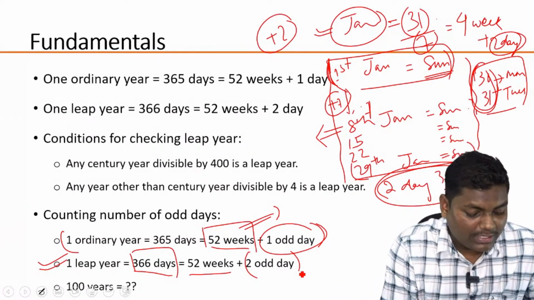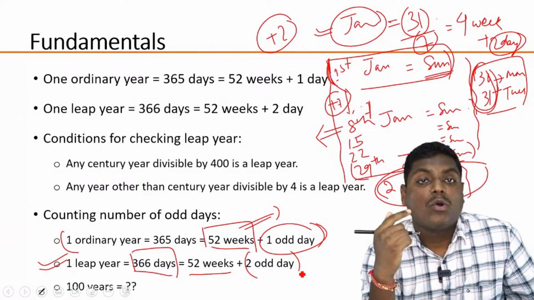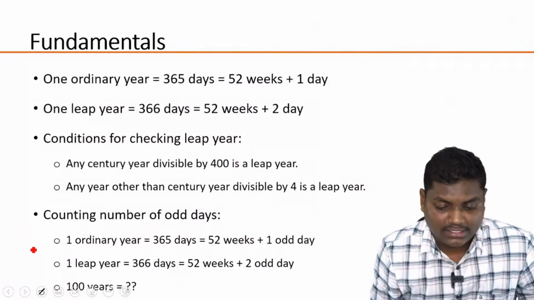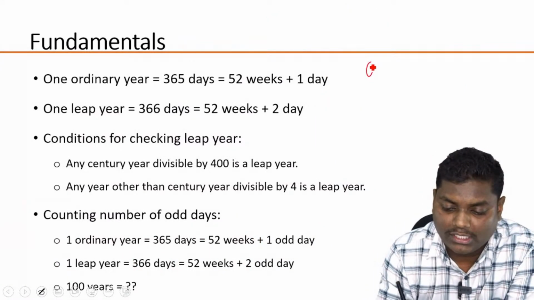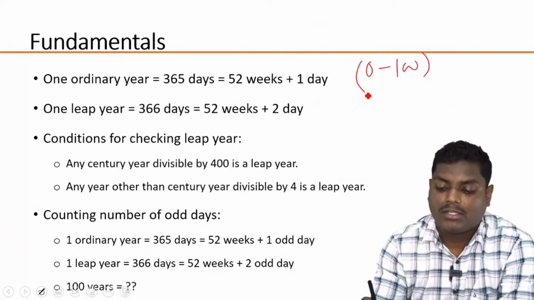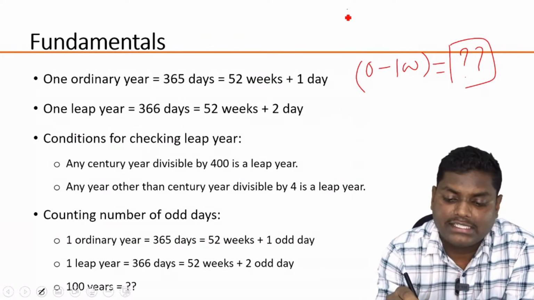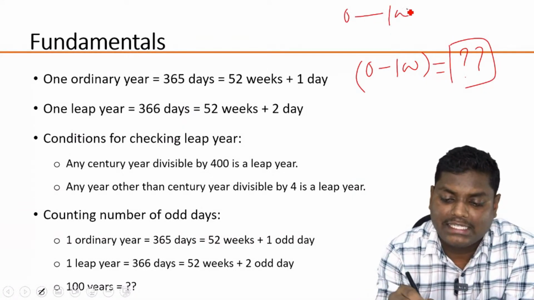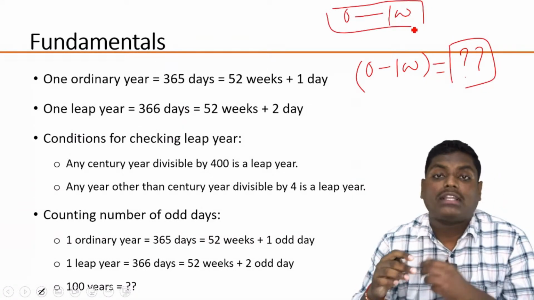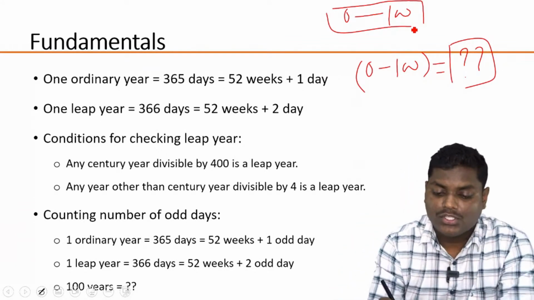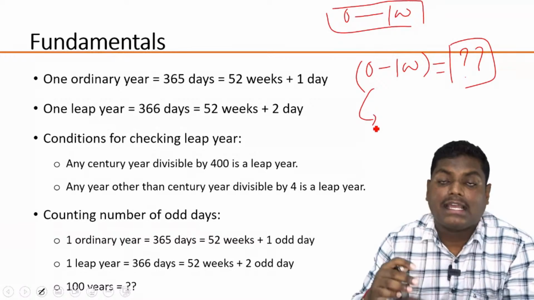Now let's say the question is asked, what is the number of odd days in 0 to 100 years? Let's say our calendar is starting from 0 and we are looking till the 100th year. So I'll clarify this and explain it.